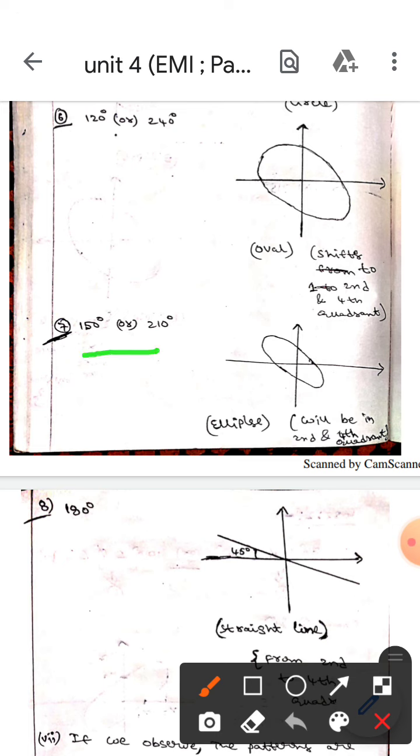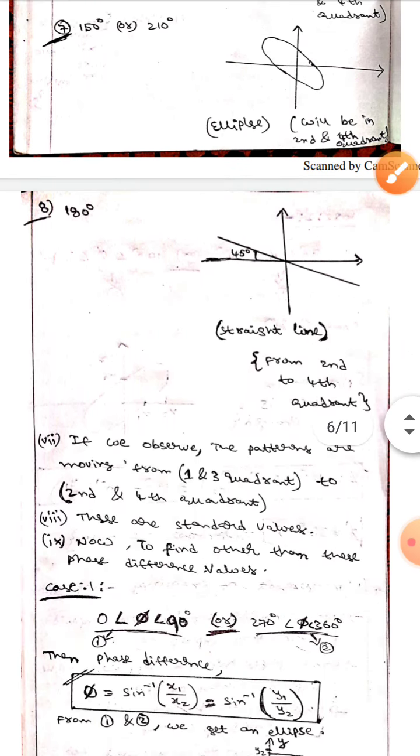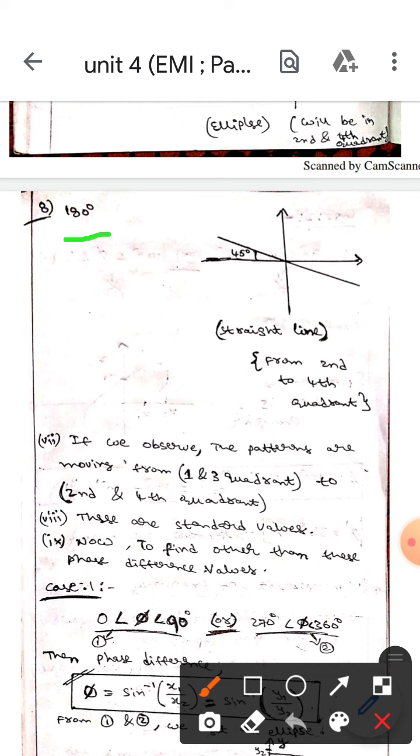Here, if the phase difference is 150 degrees or 210 degrees, then the pattern will be an ellipse. It will also be in the second and fourth quadrant. If you look here, if the phase difference is 180 degrees, then the pattern will be a straight line. It will be in the second or fourth quadrant.